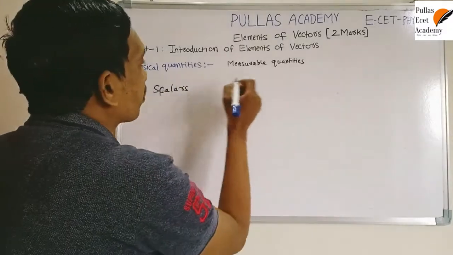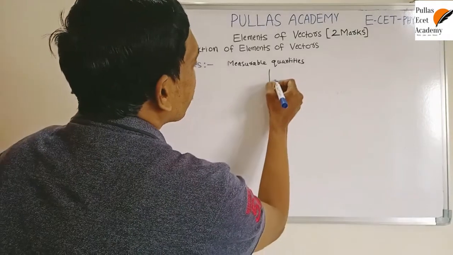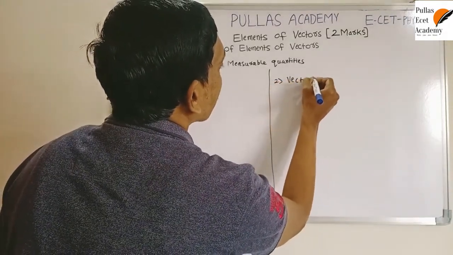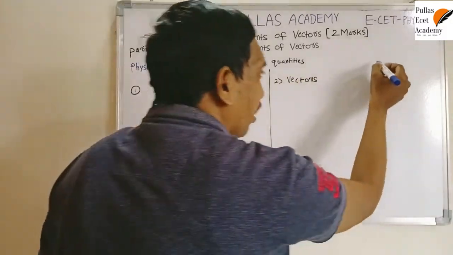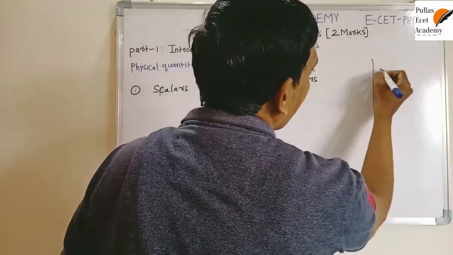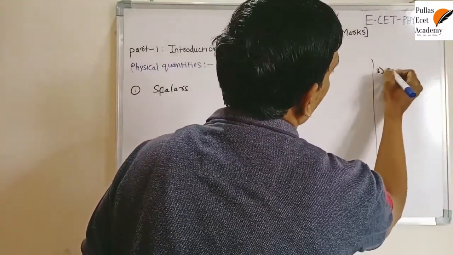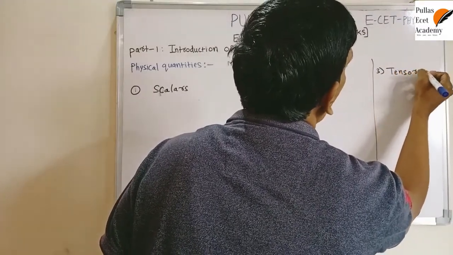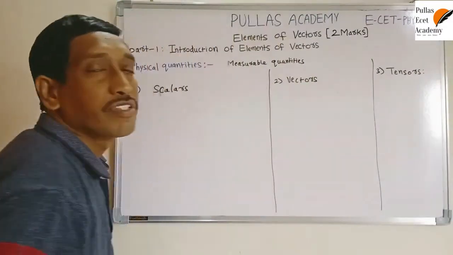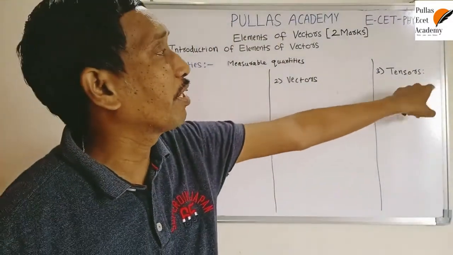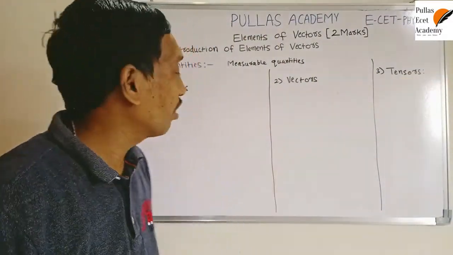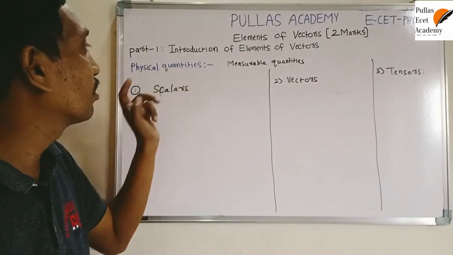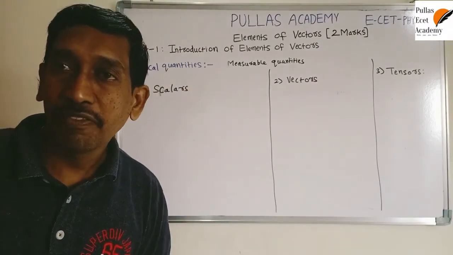Now we will discuss scalars. The second type is called vectors. Mainly we will discuss scalars and vectors, and if you understand clearly, we have some more quantities called tensors. What is important here is scalar and vector. In some rare cases we have to identify which is a tensor. So this is the classification of physical quantities based on direction.